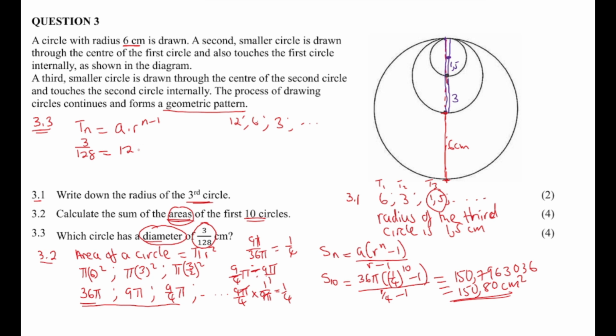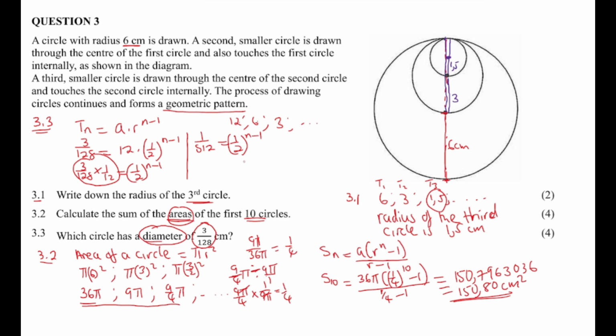So the equation is going to be 3 over 128 is equal to 12 times 1 over 2 to the power n minus 1. Divide by 12 on both sides of the equation. So it becomes 3 over 128, and then divided by 12 is like saying times 1 over 12, is equal to 1 over 2 to the power n minus 1. Then this will give us 1 over 512 is equal to 1 over 2 to the power n minus 1.